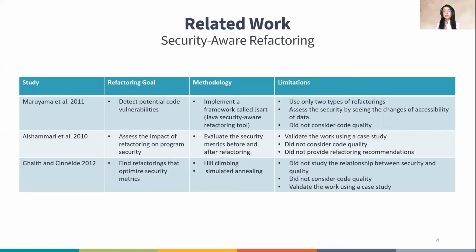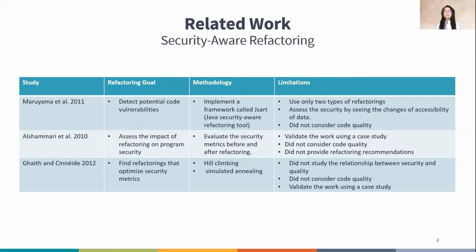We have one study where the authors tried to implement a framework to detect potential vulnerabilities. However, they only used two types of refactorings, and they assessed the security by seeing the changes of accessibility of the method. In the second study, the authors tried to assess the impact of refactoring on the security of the system by computing the change in security metrics after refactoring. They validated their work using a case study, which means that the results cannot be generalized.